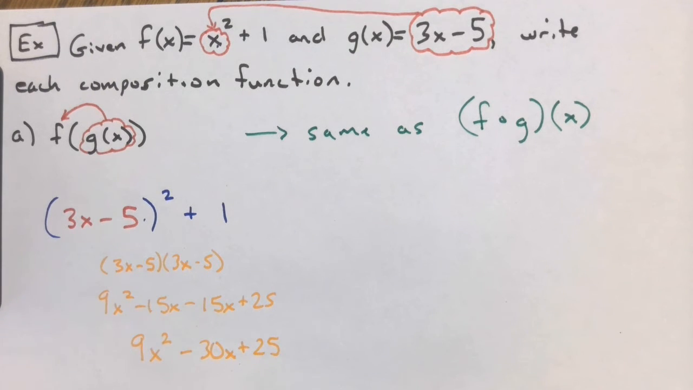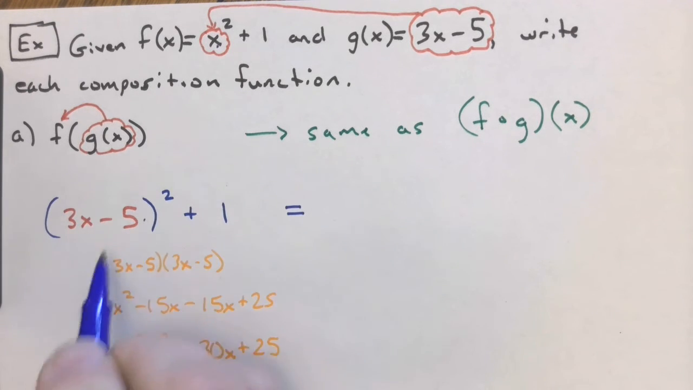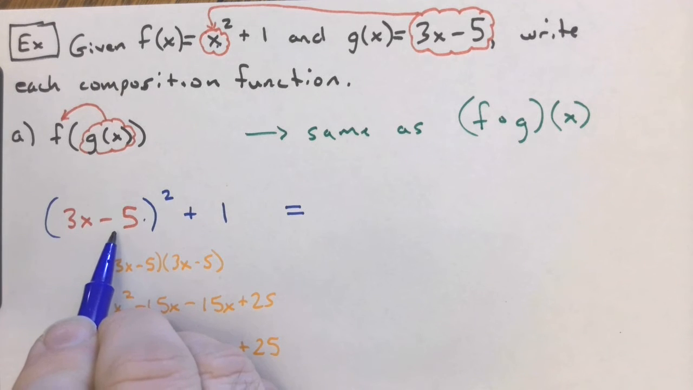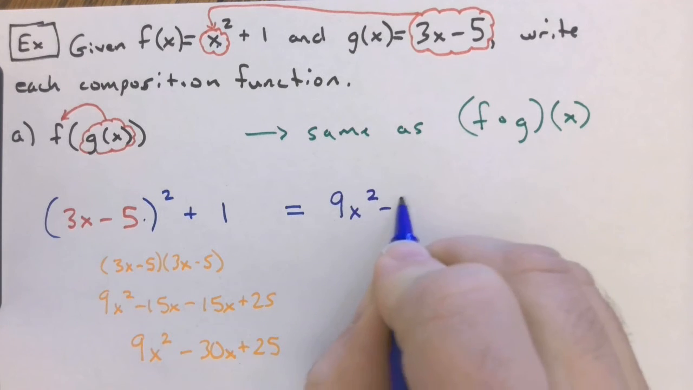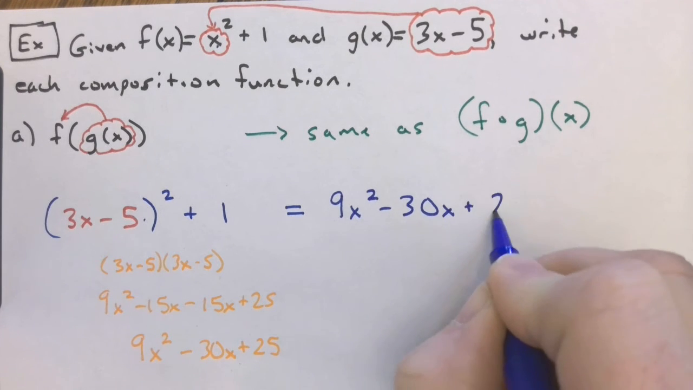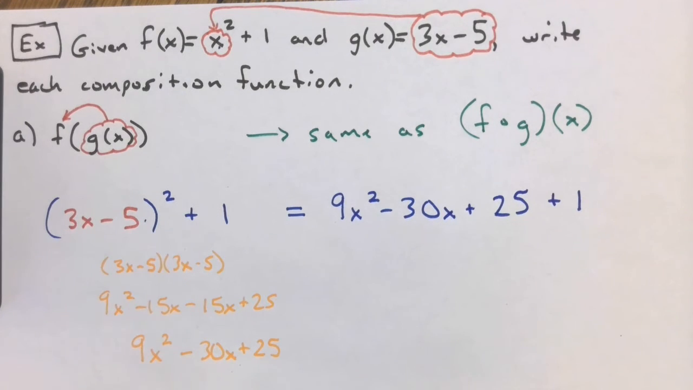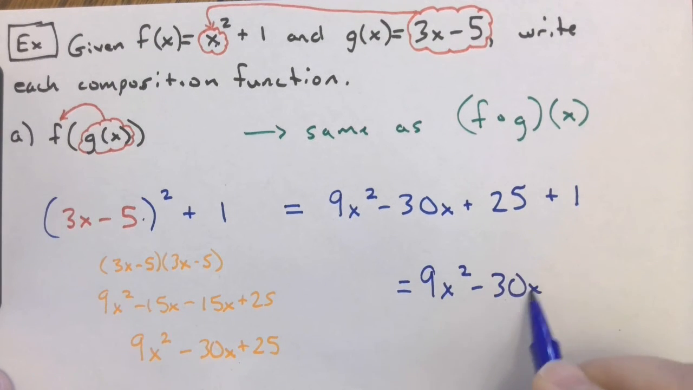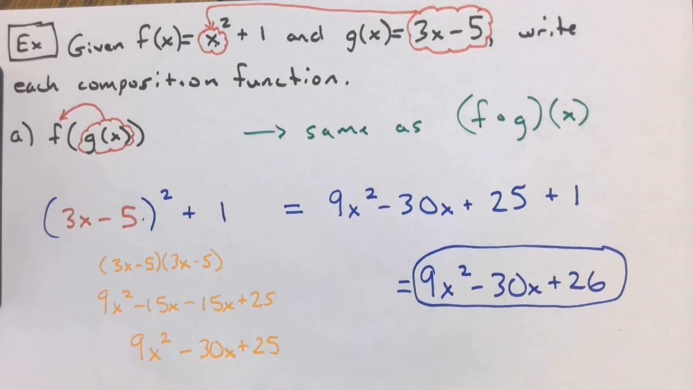If you've memorized the binomial square formula, then you could do that step in your head. Otherwise, just a little work off to the side lets us know that this 3x minus 5 in parentheses squared would give us 9x squared minus 30x plus 25. And then out on the end, we would still have that plus 1. So if we combine our like terms after that step, we would have 9x squared minus 30x plus 26 for our final answer for that composition function.